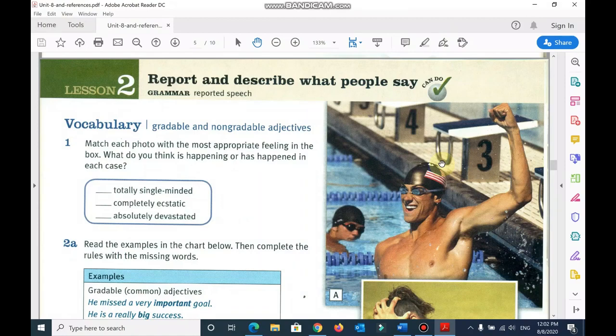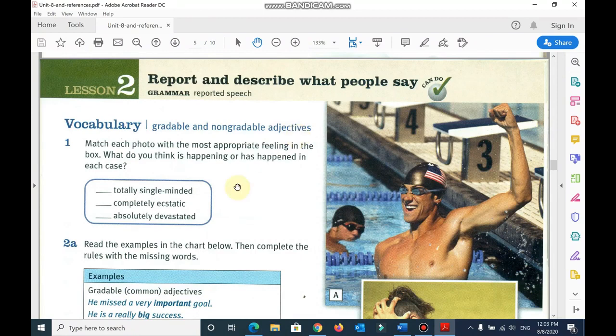Welcome back to class. In this session, we are going to discuss Unit 8.2, which is on reported speech. But before we get onto reported speech, there is some vocabulary that I need to explain to you. It is about gradable and non-gradable adjectives.